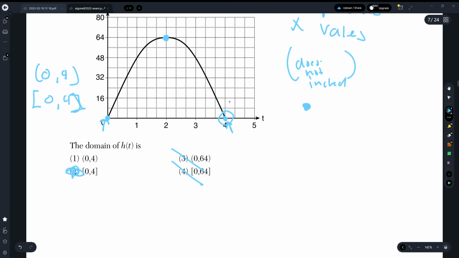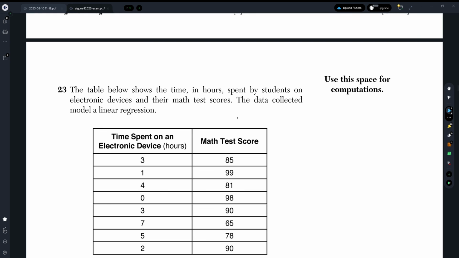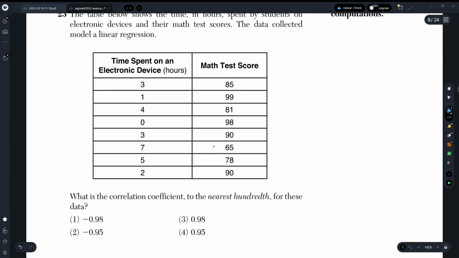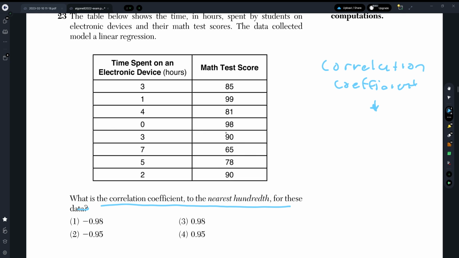Right, 2 more questions left. The table below shows the time in hours spent by students on electronic devices that match their test scores. The data collected model a linear regression. What is the correlation coefficient to the nearest hundredth for these data? Right, so the correlation coefficient. You don't need to know how to calculate this. All you have to do is use the calculator.